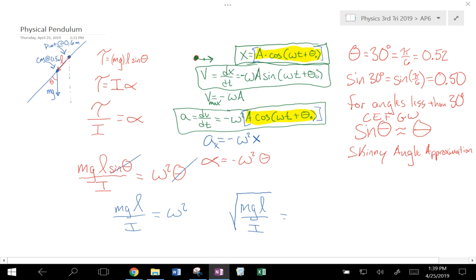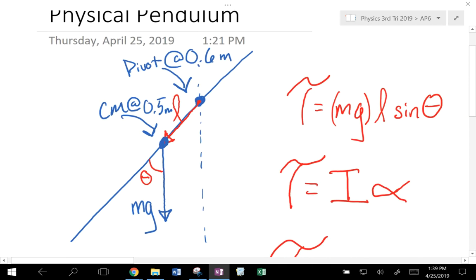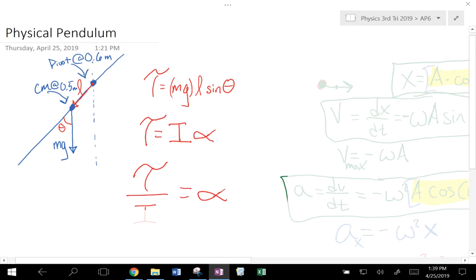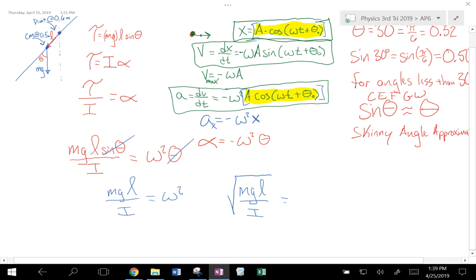Good question. L is the position vector for the torque. It's measured from the pivot out to where the force is acting. So we were calling it r hat when we were dealing with torque, but in this realm, it's just fancy little L. Square root of mgL over I equals omega, and keep in mind that omega is 2 pi over big T.